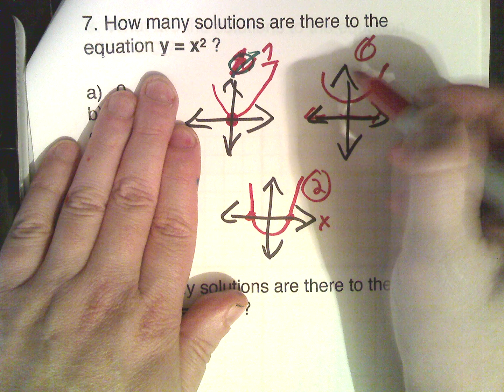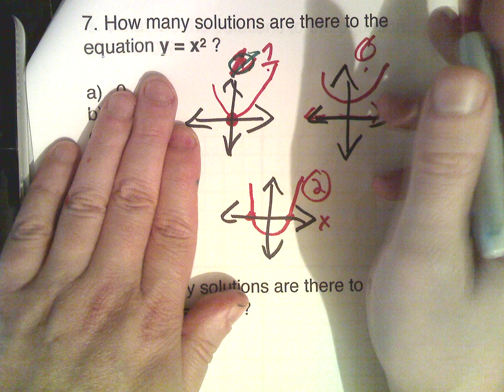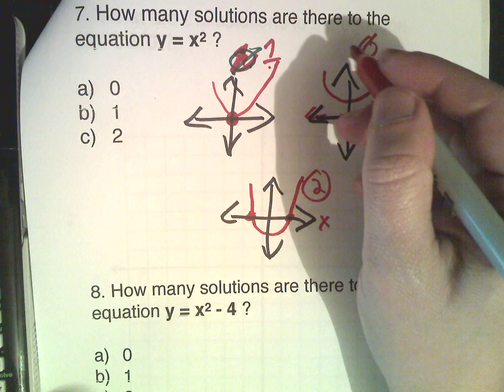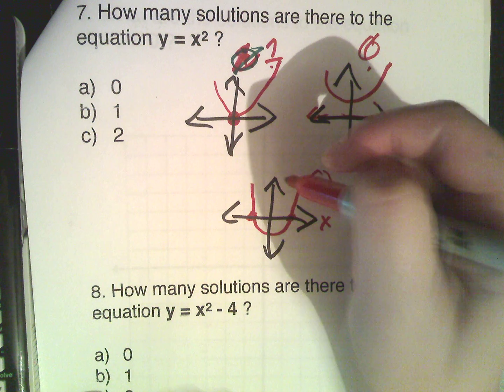So your choices are 0, 1, and 2. There's no 3. It's only 0, 1, 2. Graph them on the graphing calculator. Check it out.